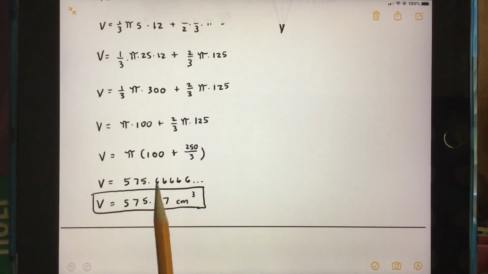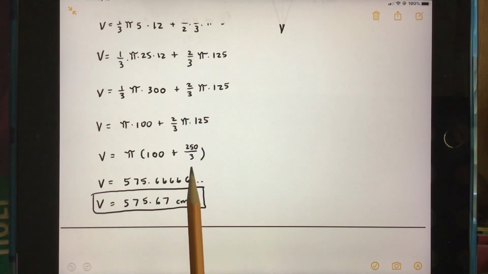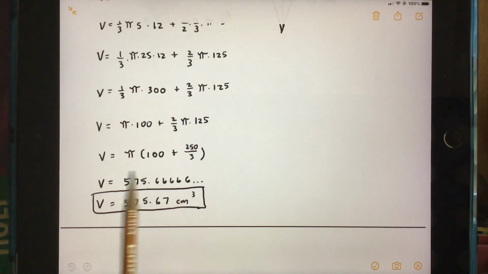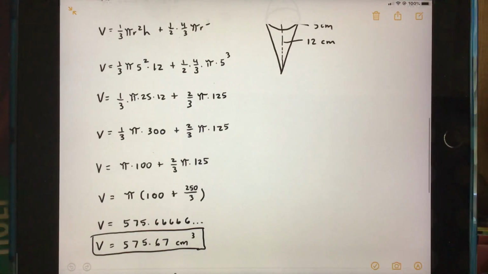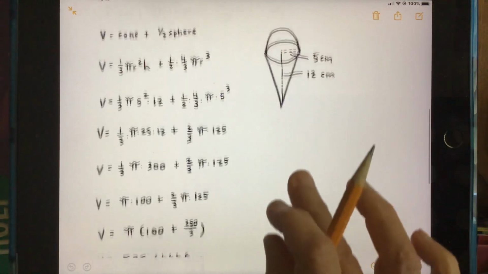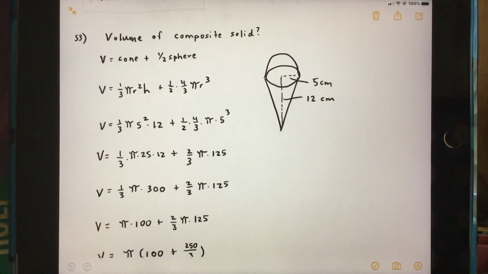So in my calculator now, I'm just going to figure out what is 100 plus 250 divided by 3 times my pi, and this is what I'm going to see on my display. So that means that this is actually 2/3 when you see that repeating 6, but we are using decimals here, so we'll round this off to the nearest hundredth, so that second 6 will become 7. So my volume will be about 575.67 centimeters cubed. Again, this is a volume measurement, so we need to make sure that we are giving our units in cubed fashion to indicate how many of those little dice-shaped cubes could fit inside of that lovely looking cone. Perhaps it's a delicious ice cream cone, who knows?